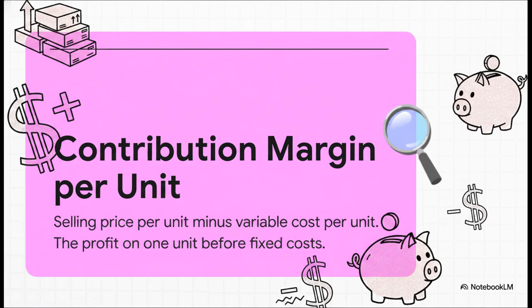And of course, we can zoom in and look at this on a per-unit basis. The contribution margin per unit is just the selling price for one item minus the variable cost for that same item. It tells you exactly how much firepower each individual sale brings to the table.